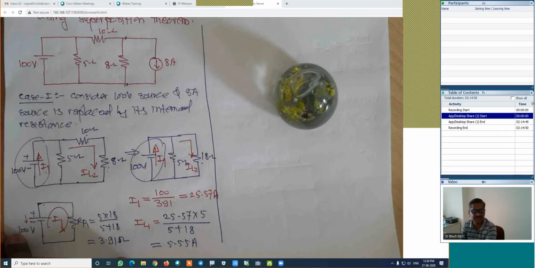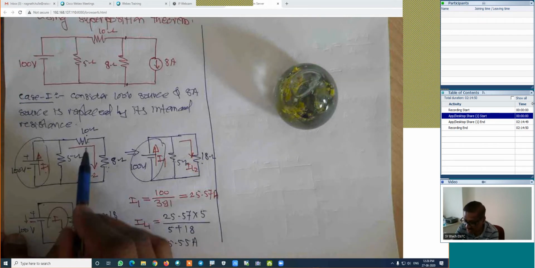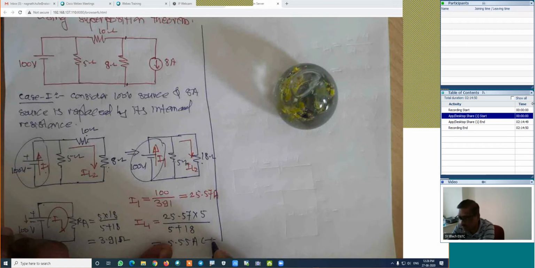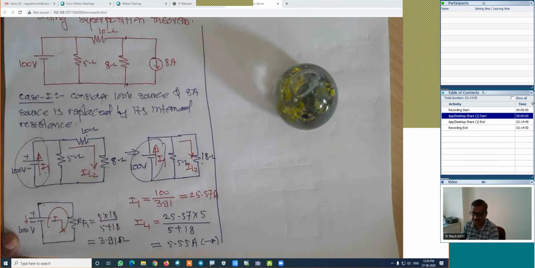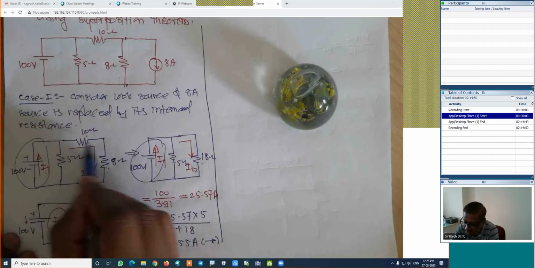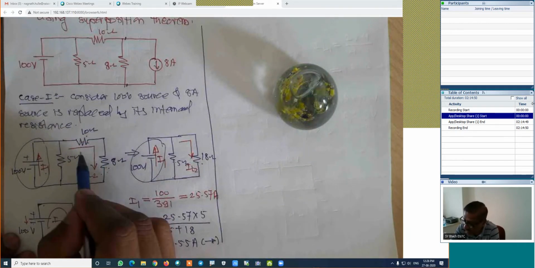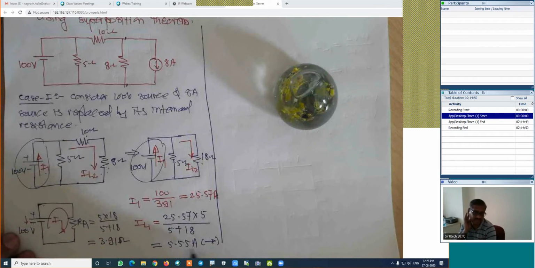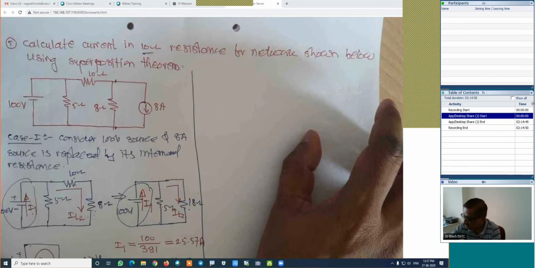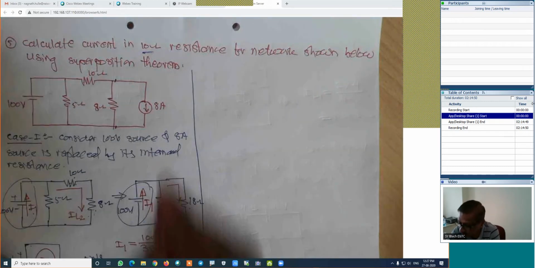And how is the direction in the 10 ohm? Forward, towards the right. Forward towards the right is the direction. We do not need to look at this or this. We are interested in this 10 ohm resistance. How is the direction? It is forward. That's why its current is 5.55 amperes, which is forward. This is case 1. Is it right?